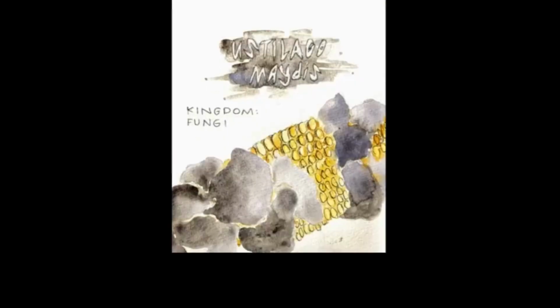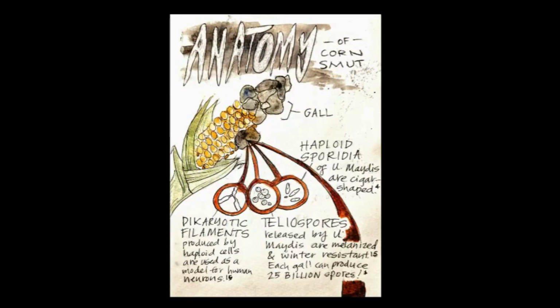Ustilago maydis is a fungus, also known as corn smut. Anatomically, you can see that it creates these big galls on corn. On a microscopic level, it creates teliospores, which are released. They're winter resistant, and each of those galls can produce 25 billion spores.